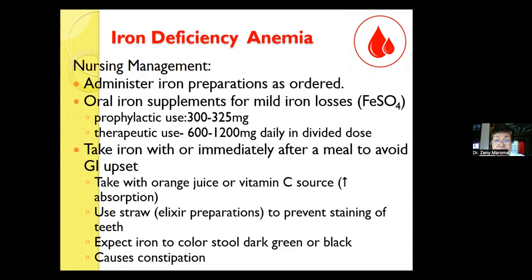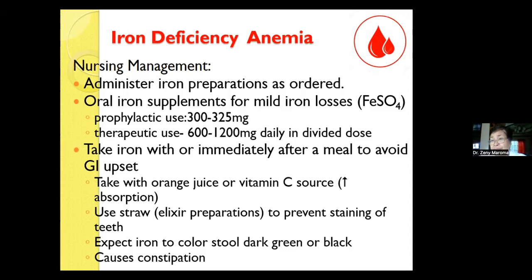For better absorption, before meal. But it causes GI upset. So, pwede ibigay after meal, with meal, or immediately after a meal to prevent GI upset para hindi sumakit ang tiyan. Pero kung may choice, in between meal, that's the best answer. May specific time pa nga: 10 a.m., 3 p.m., and at bedtime.